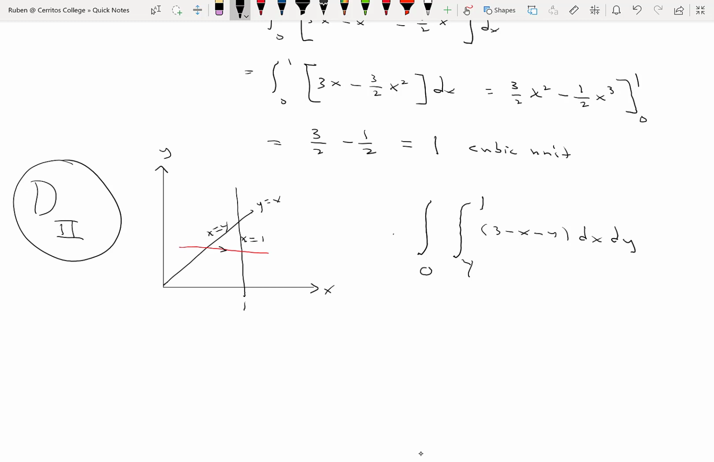Y goes from 0 to wherever y is at the peak of this triangle, and we determined earlier that was y equals 1. Heck, we can determine it again. If x equals 1 on the right, then y equals x, so y must also equal 1. Okay. Now, if we evaluate this iterated integral, we'll get the same value.